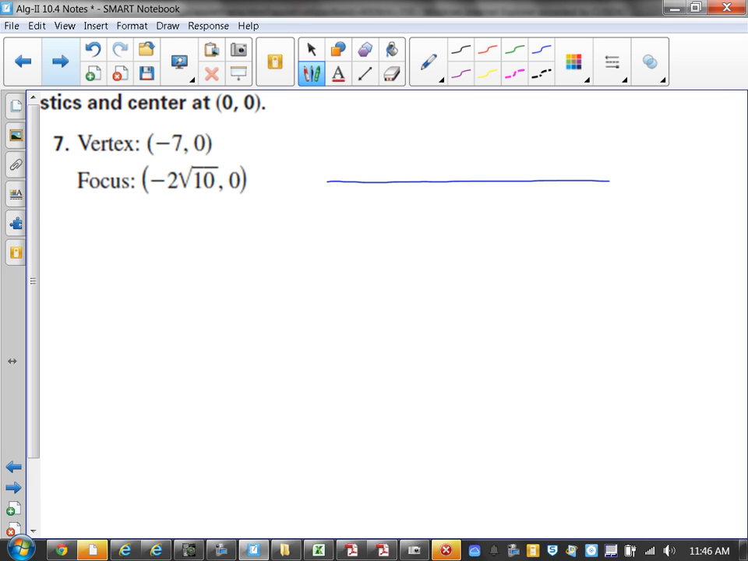I plot. -7, 0. So I know that my A value is 7, because it's a vertex. Vertex, the center, is always A. Now, 2 root 10 is the center to a focus. That's my C value then, correct? Since I'm centered at the origin, I know that the C value is 2 root 10. Remember, C squared is A squared minus B squared.